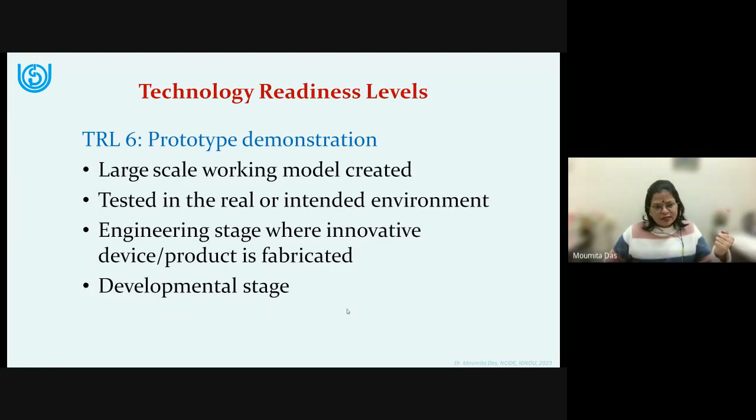The sixth one is prototype demonstration. So now you have developed that tea bag using your own innovative filter paper. You create large scale proper working models, and then you go out and test it in the environment to your customers, to chai tea stalls and such places where a variety of customers come, and you test them. And here actually, your product is engineered properly.